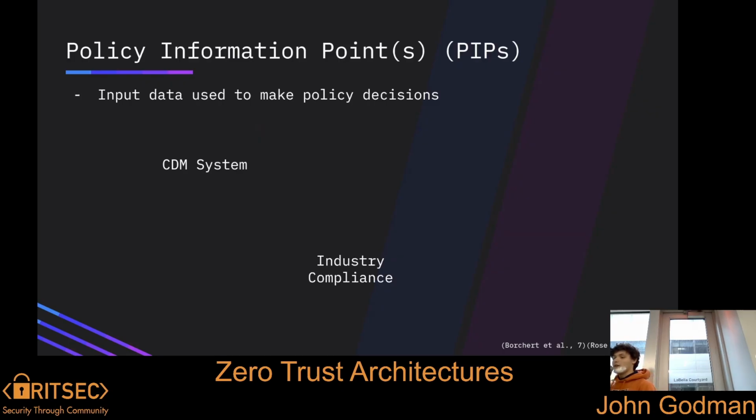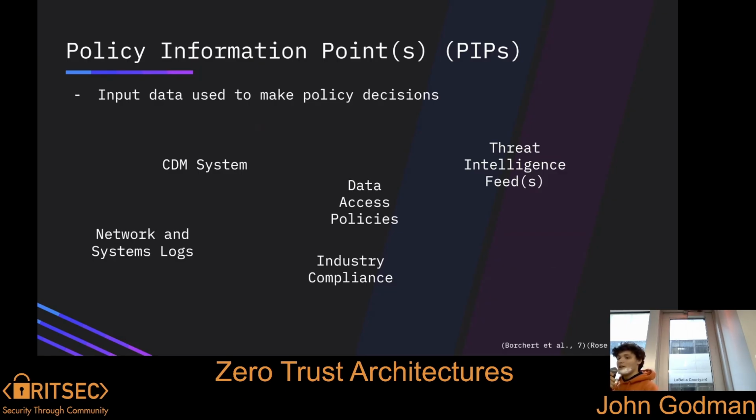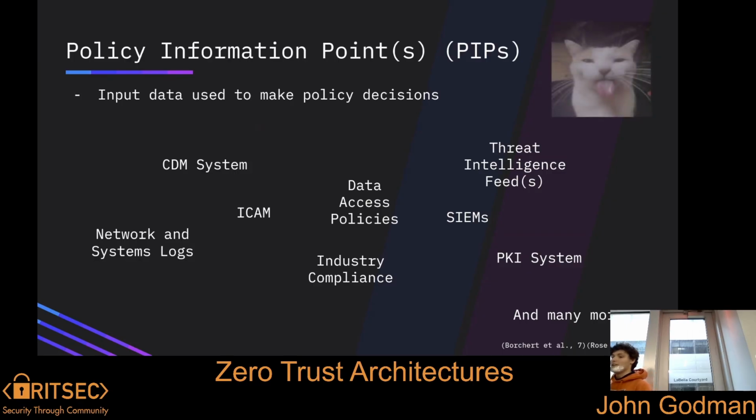It can be industry compliance. It could be from a threat intelligence feed. It could be from network and system activities logs, data access policies, a public key infrastructure system, an identity credential access management system, or ICAM, a SIEM, or security information and event management system, many, many others. There's a lot of different data that you can pump into one of these trust algorithms, and you can use all sorts of data to feed that decision.